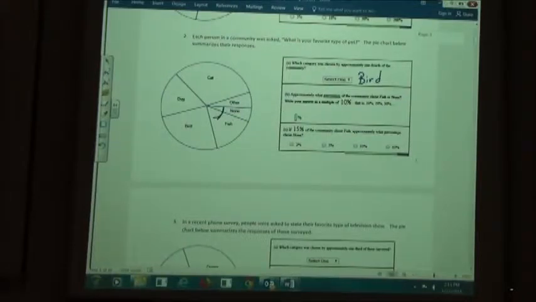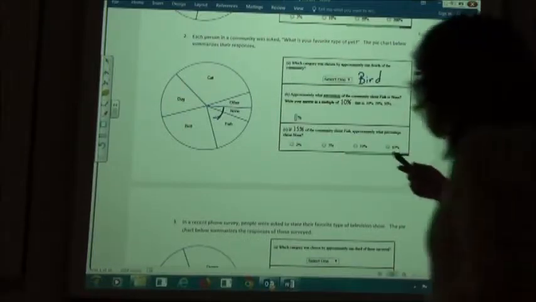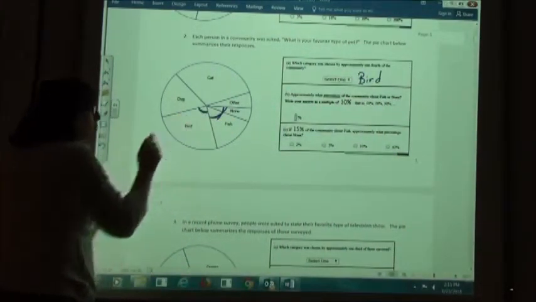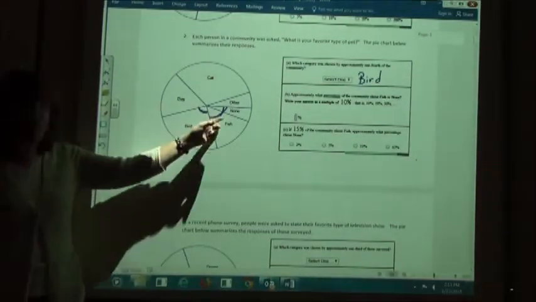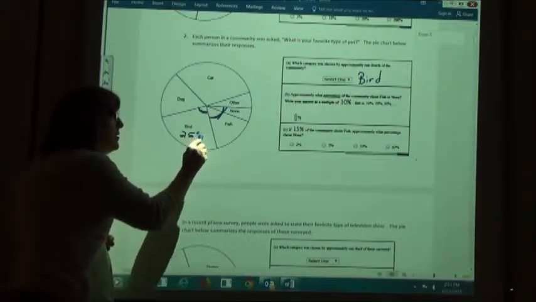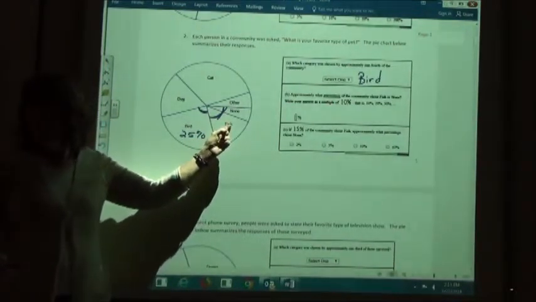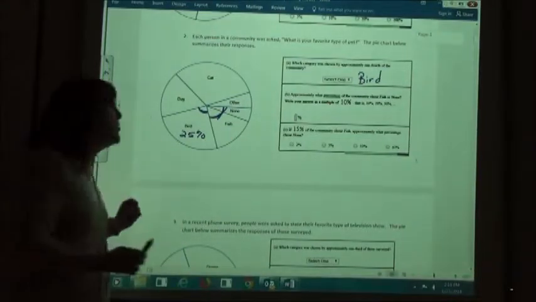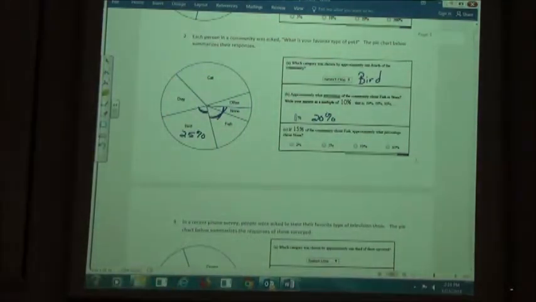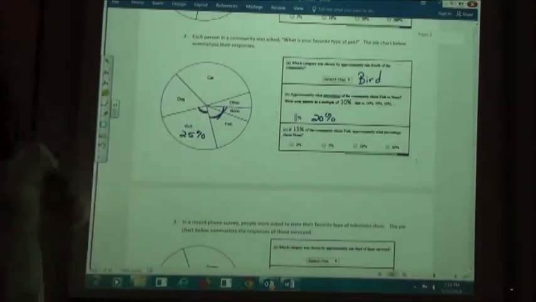If we compare it to the bird, is it bigger or smaller than the bird? This much here, does that look like it's a bigger section or a smaller section than this one here? It's a little bit smaller, right? This is 1/4. 1/4 is 25%. So since this one's a little bit smaller than that, we would say it's going to be 20%, right? 30% would be about 1/3 of the pie chart, so the cat looks like it might be 30%.